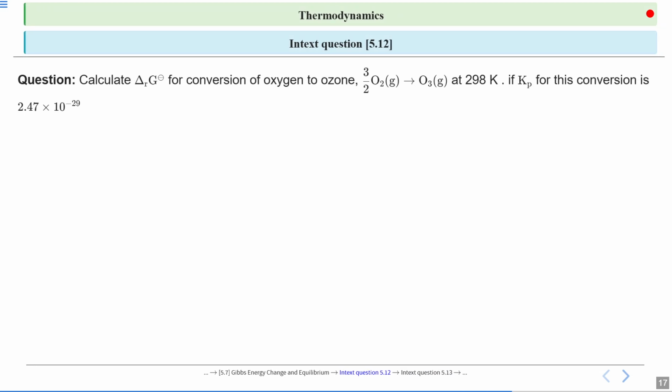Now let us try to do a question on the same. I'm leaving this question to you. This is an easy one. What you have to do is calculate the delta G naught value, and the Kp value is already given. It is 2.47 times 10 to the power minus 29. Just try to solve it by yourself. Meanwhile, I will move further.